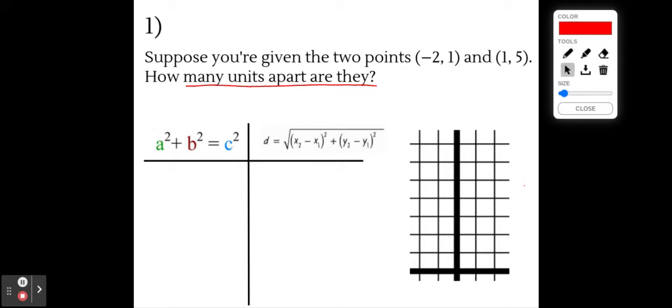Okay, let's begin by just plotting those 2 points on the coordinate plane. (-2, 1) and (1, 5) would look just like this. So do you see how if I connect the 2 points, they're diagonal from each other? So I just can't count the number of units apart that they are. But I could use the Pythagorean theorem if I make a right triangle out of them.